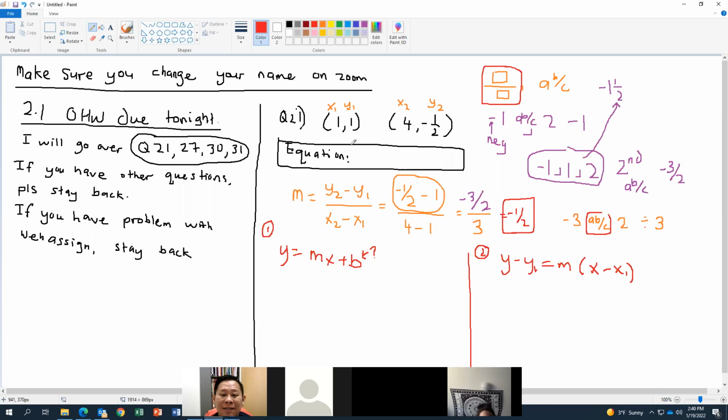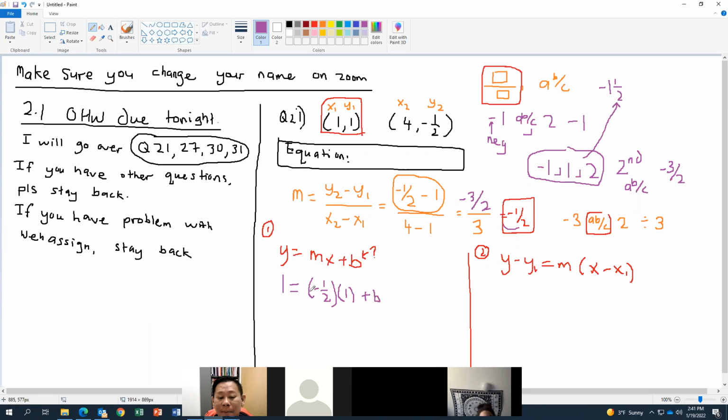Now, if you want to use this, you have to pick a point. I'm going to pick this point because it's easy. You can also pick this point, up to you, but that point looks a bit difficult. So I'm going to pick 1, 1. I'm going to plug all this into here. So my y in this case is 1. My slope in this case is negative 1/2. From here, this is my slope. Okay. X in this case is 1, plus b.